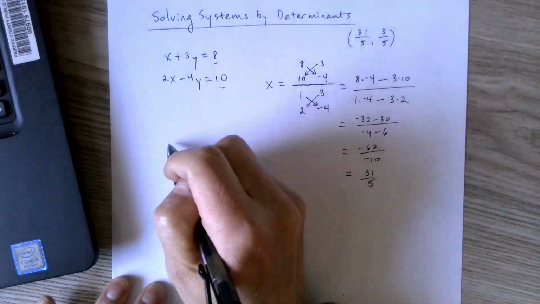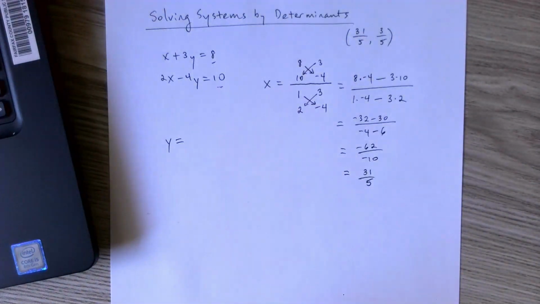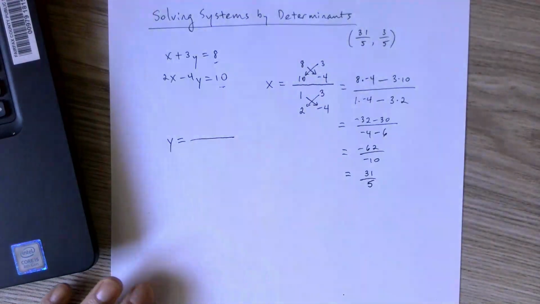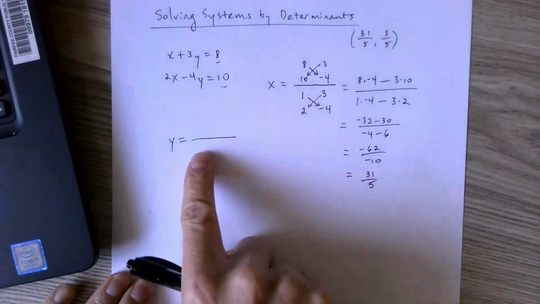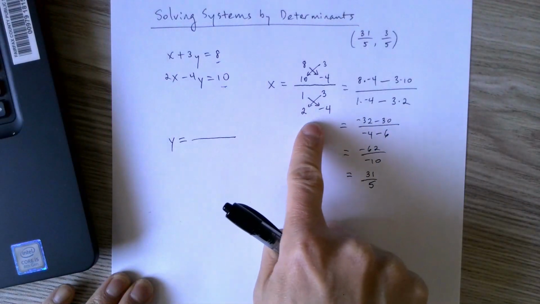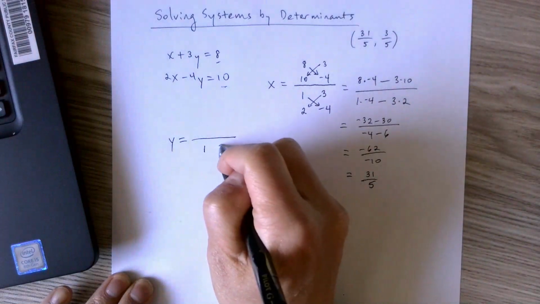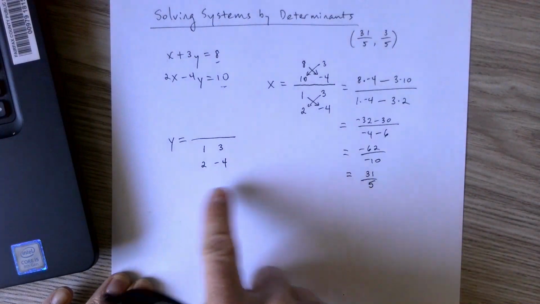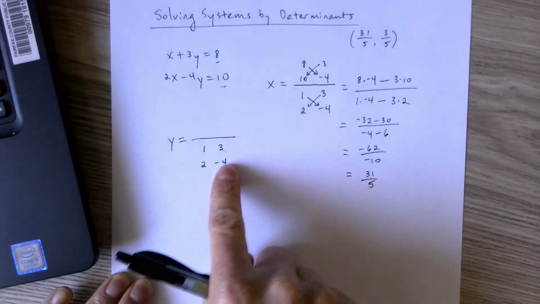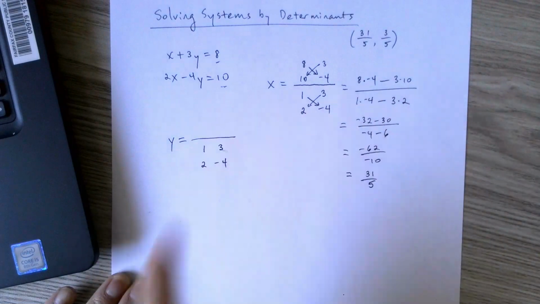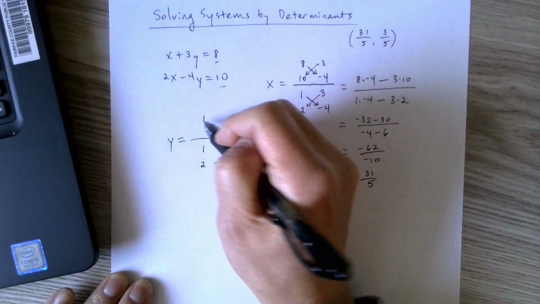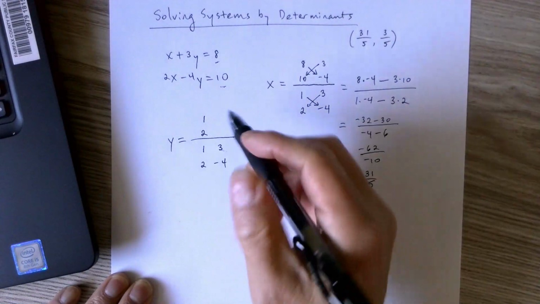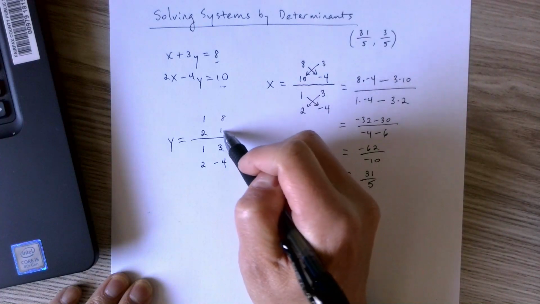Okay, now I'm going to find y, also using determinants. There's going to be a slight difference in the setup of the 8 numbers. In the denominator, I'm going to do the exact same thing I did over here. 1, 3, 2, -4. So you don't have to memorize anything new for the denominator of y. It's going to be the same as the denominator of x. In the numerator, I'm going to write 1, 2 here. That's just a copy of this 1, 2. And then over here, I'm going to put 8, 10.